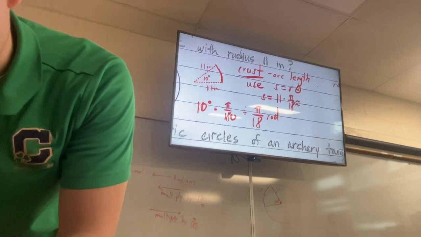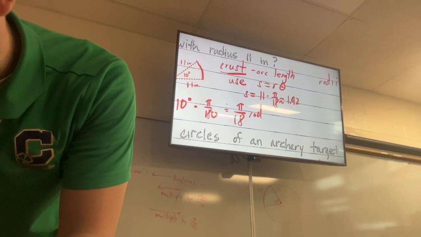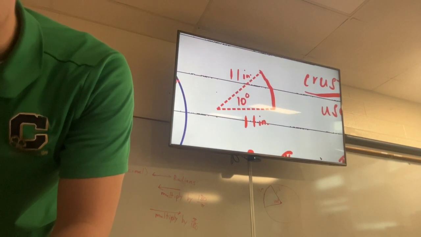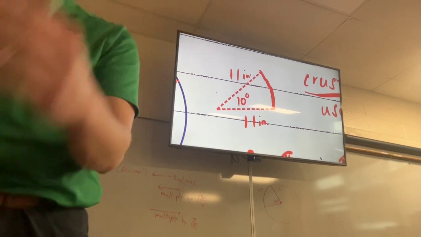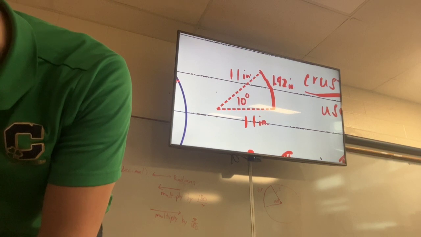Which is about 1.92 inches. Okay. So the two sides are 11 inches. That's just the radius of the circle. And then the little crust length is 1.92 inches.